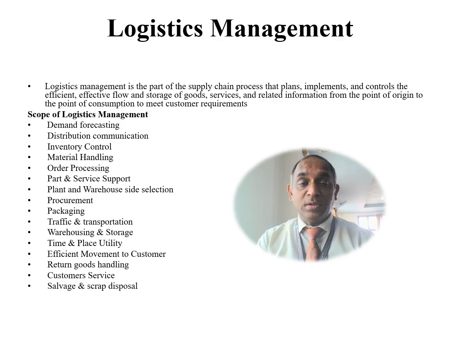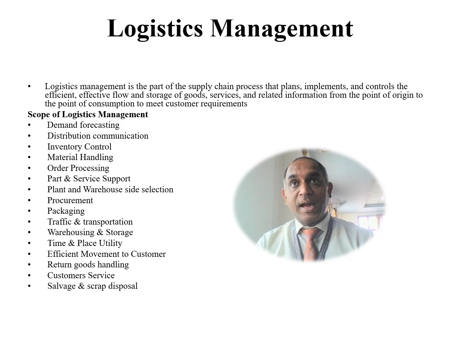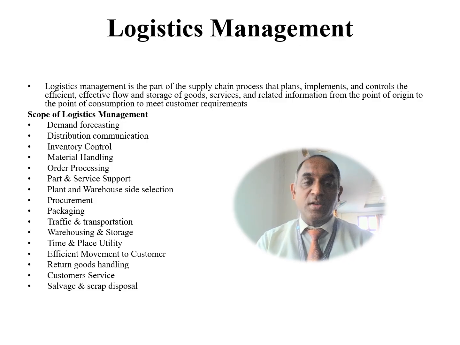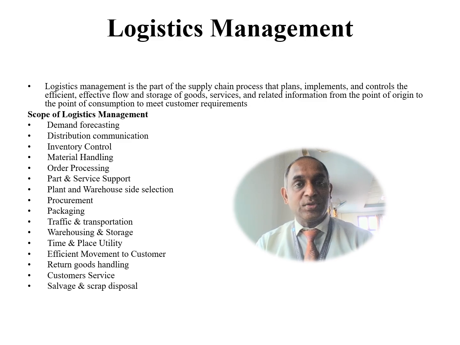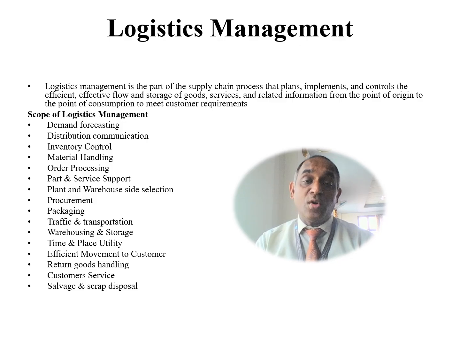Then how parts and services support, called spare part support or service support, could be done. And for manufacturing or for storage like a warehouse, how to decide the location of the plant, how to select the warehouse, what type of warehouse, what processes are involved in procurement, and what type of packaging. There are three different types of packaging: primary packaging, secondary packaging, and tertiary packaging.